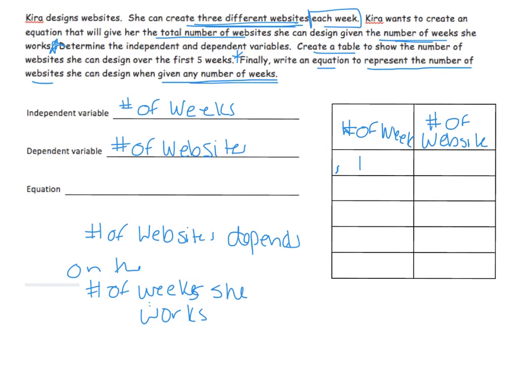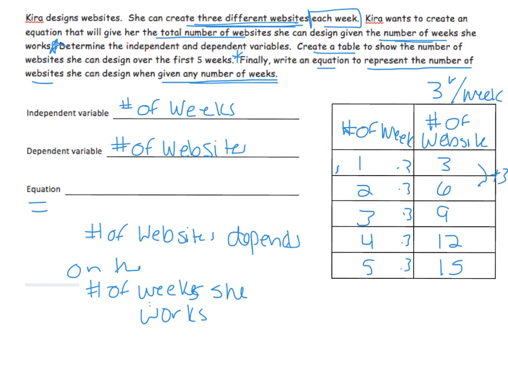So if she did 1 week, now remember, she can make 3 websites per week. So after 1 week, she made 3. After 2 weeks, she made 6. After 3, she made 9. After 4, she made 12. After 5, she made 15. So again, every week we're adding 3 more, or we could take our number of weeks and multiply like that. So that leads us to our equation.